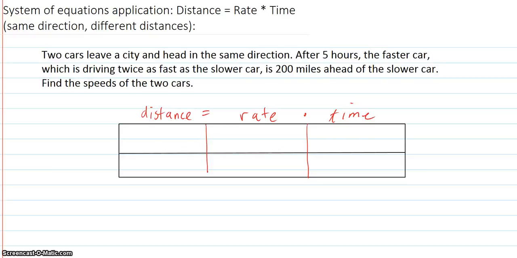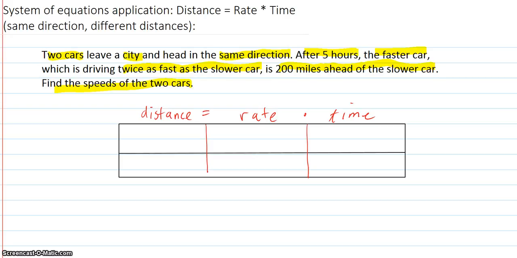System of equations application. Another distance equals rate times time. This time the objects are going in the same direction and end up at different distances. So two cars leave a city and head in the same direction. After 5 hours, the faster car, which is driving twice as fast as the slower car, is 200 miles ahead of the slower car. Find the speed of the cars.